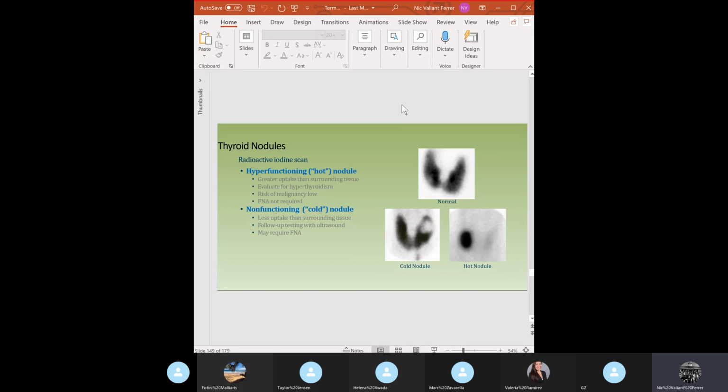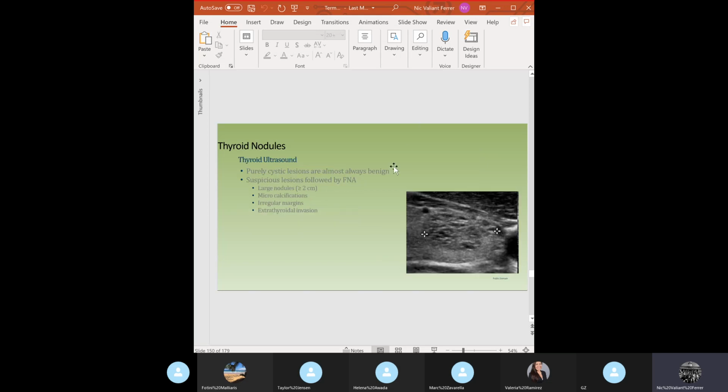For RAIU, we talk about this, hot and cold. Remember that Katy Perry song? You're hot and you're cold, so hot. You have greater uptake than surrounding tissue, meaning hyperthyroidism. Cold nodule, less uptake, meaning it is probably not hypothyroidism if you have a cold nodule. It may require FNA and follow-up testing with ultrasound.